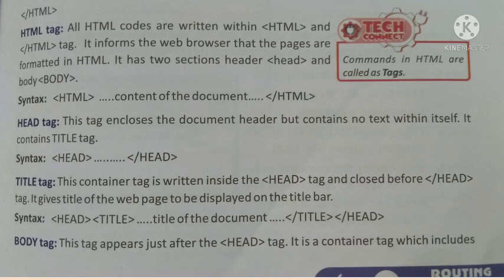Next one is the body tag, and it appears just after the head tag. It is a container tag which includes all the text, images and the formatting elements with their attributes to prepare the web page. Next, creating an HTML document.